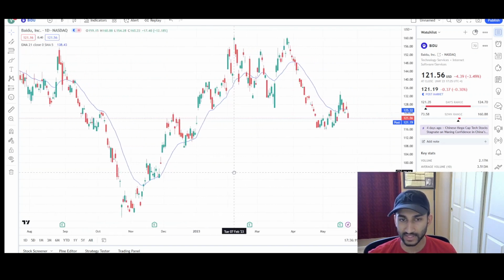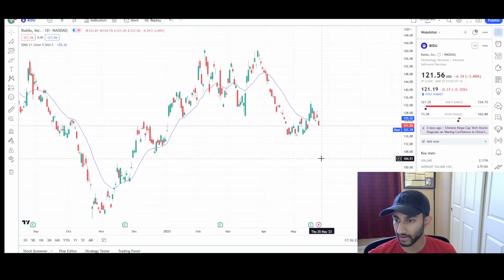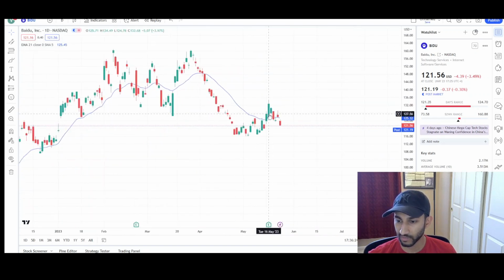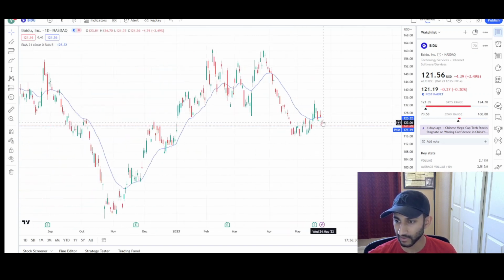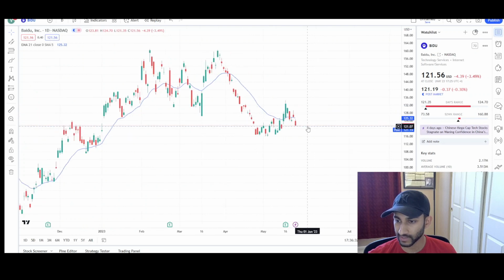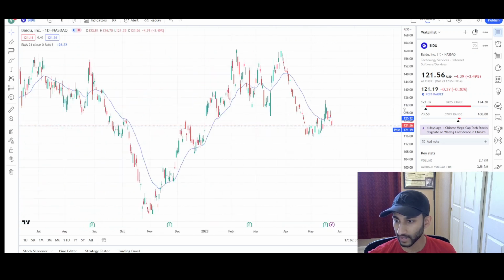So here we can see the daily chart for Baidu, and last week I did my analysis when this green bar formed last Tuesday. Prices were trading at the 132 level, and obviously, it dropped down quite a bit since then. So let's go over the reasons why that occurred.